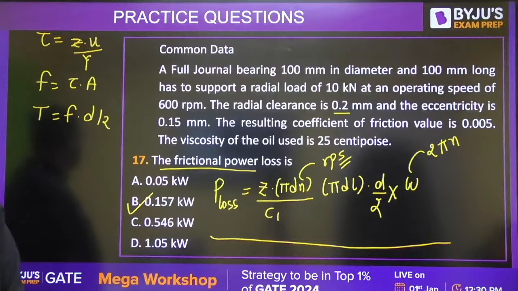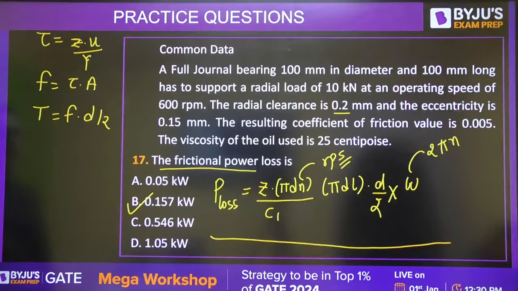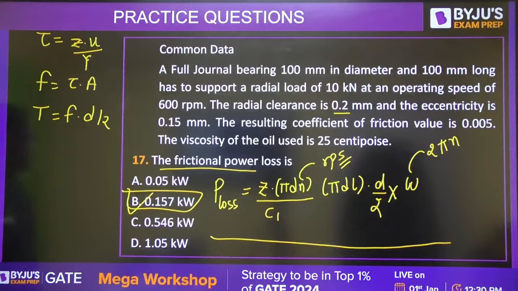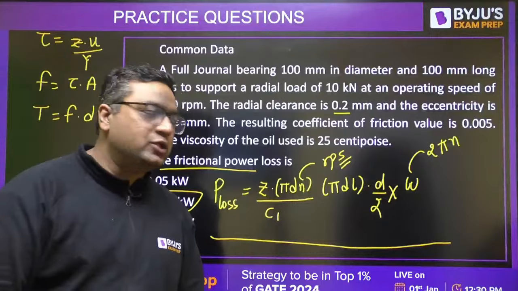Ajay is saying B. Sushil is saying B. Kiran is saying B. And the answer is also B. Very good, guys. Ajay, very good. B is the right answer.